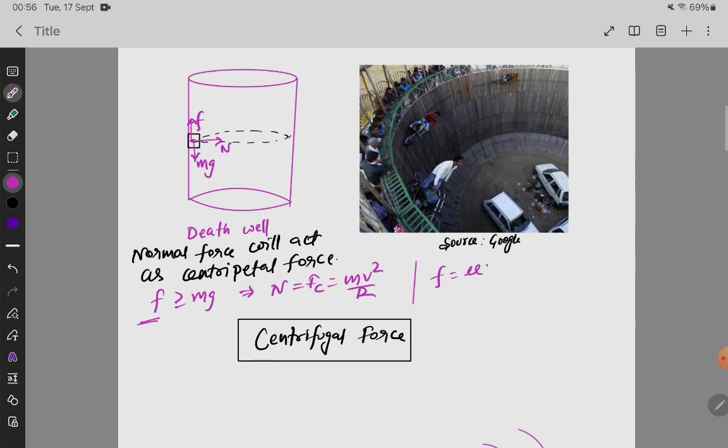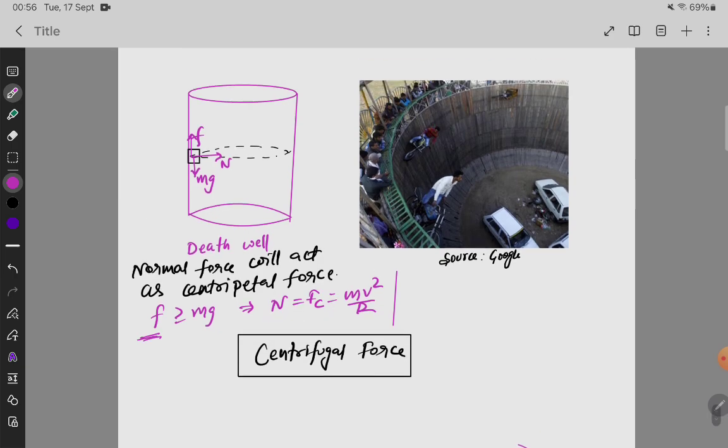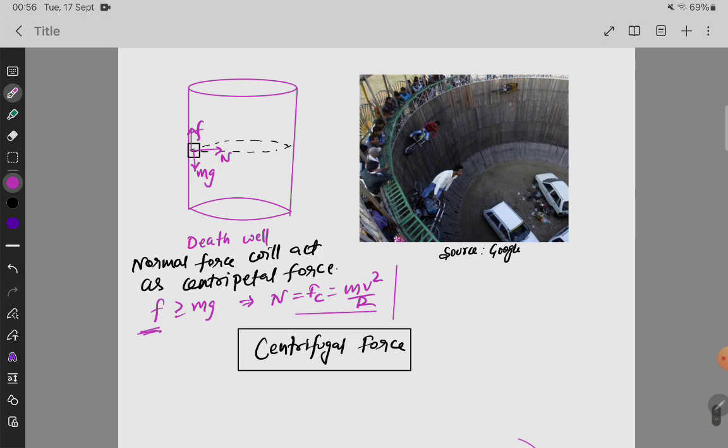Clear? So again this friction force I can write as mu N, this much only. Here it is needed this much only. Friction force is nothing but mg here. Okay, and in this case this normal is acting as a centripetal force. Okay, so I hope this is clear.